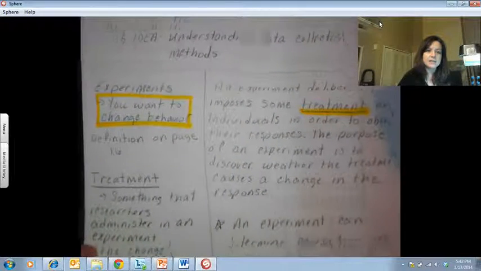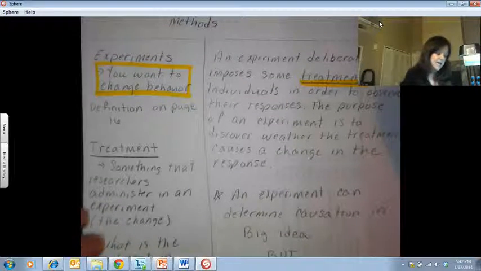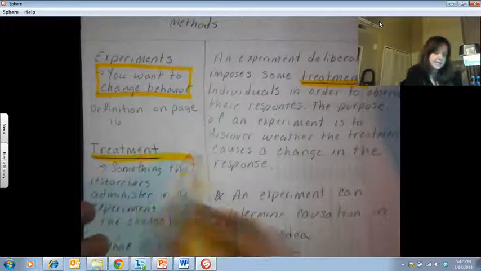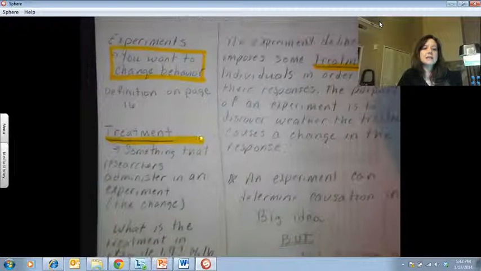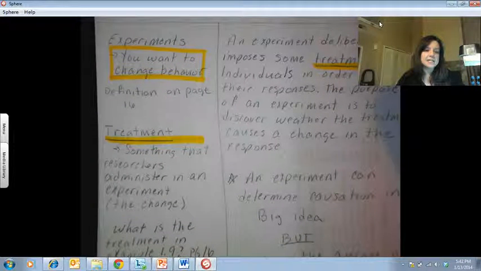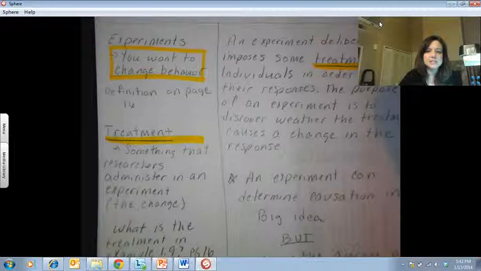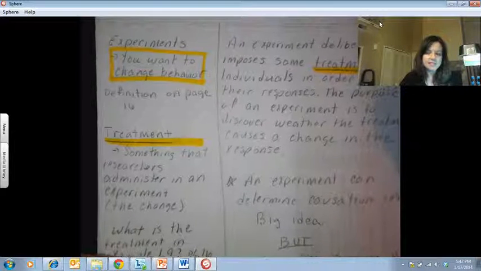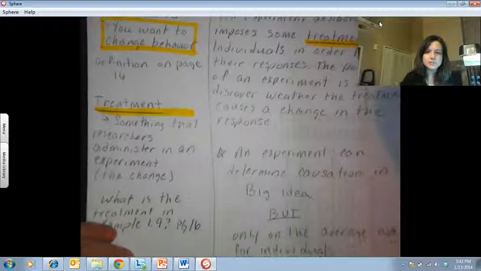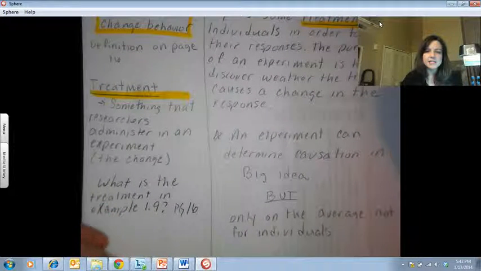Right here under experiments on the left-hand side, I have what the treatment is. Something that researchers administer in an experiment. The change that they are making to that group of people, to that sample of people. Obviously, it's always going to be samples. You're never going to be able to have the entire population do something.